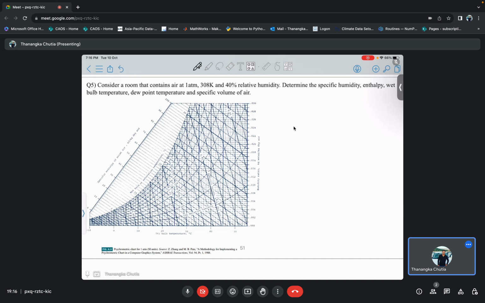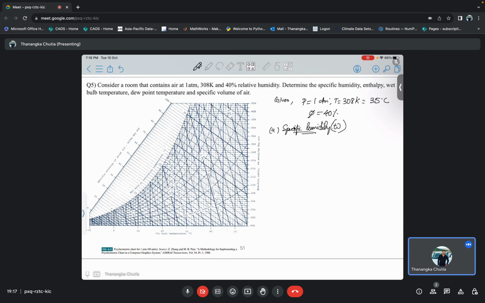Okay, given P is equal to 1 atmosphere, T is equal to 308 Kelvin, which is equal to 35 degrees Celsius, and phi is equal to 40%. Okay, so determine, number 1, the specific humidity, that is W.